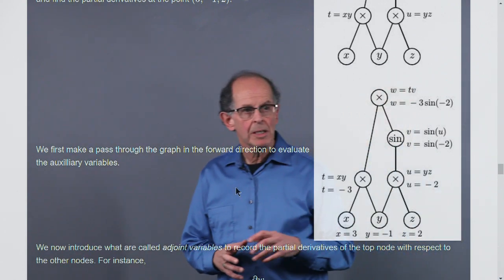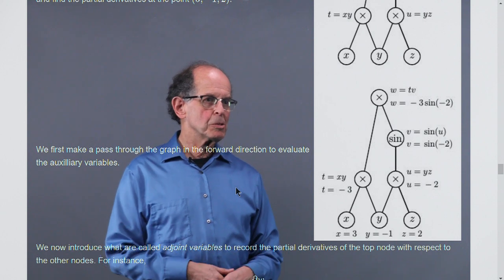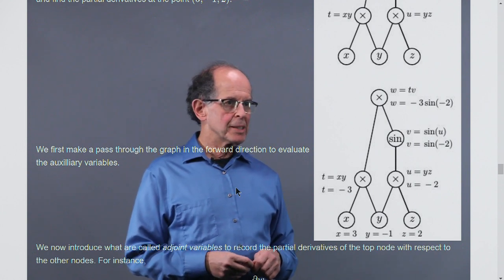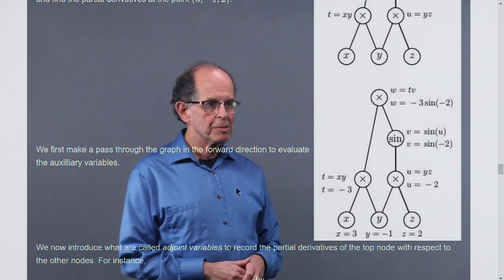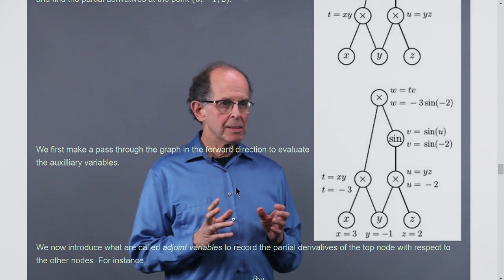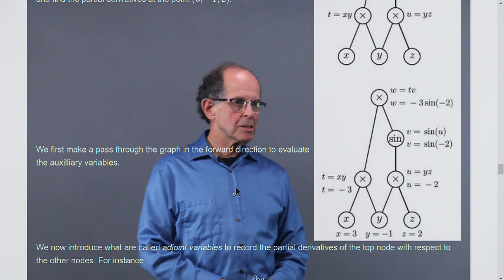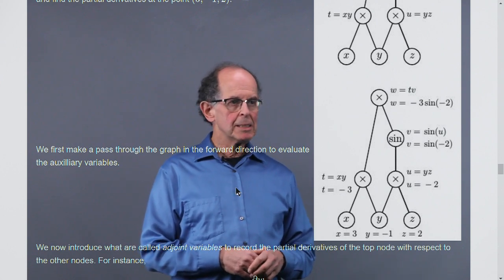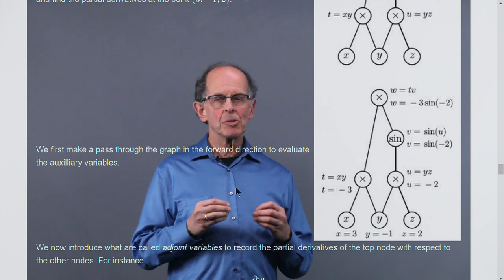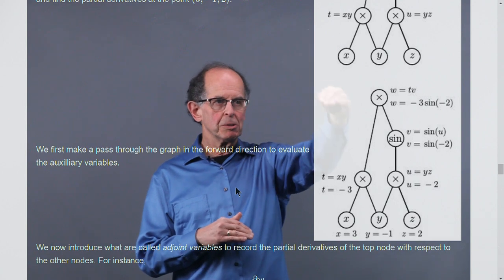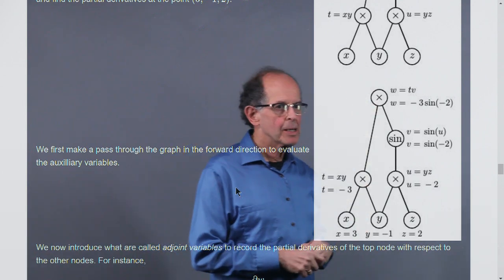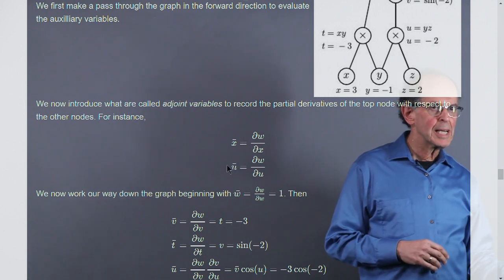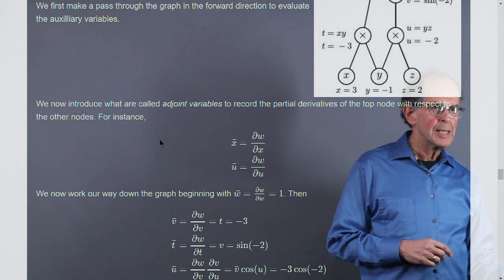So the first thing we do is a forward pass, and it's just direct substitution. I'll only go through one here. You can see, for example, that x is 3 and y is minus 1. The product is minus 3. And we do the same for the right-hand side. It's self-explanatory. Now what we need to do is calculate the derivatives of w with respect to x, y, and z, and we're going to follow it all the way through using the chain rule as needed. These are called adjoint variables, sensitivities, as we go from w at the top backwards down to x, y, and z. So for instance, you can see that x bar is equal to dw dx and u bar is dw du.